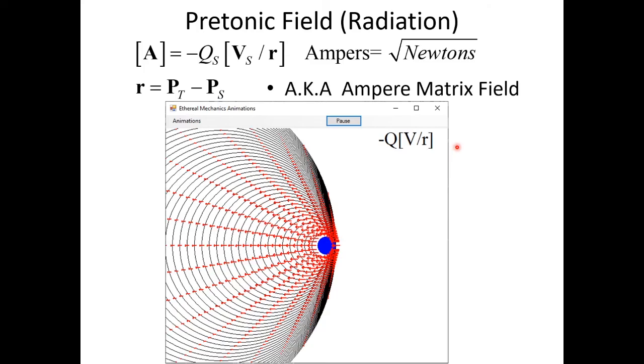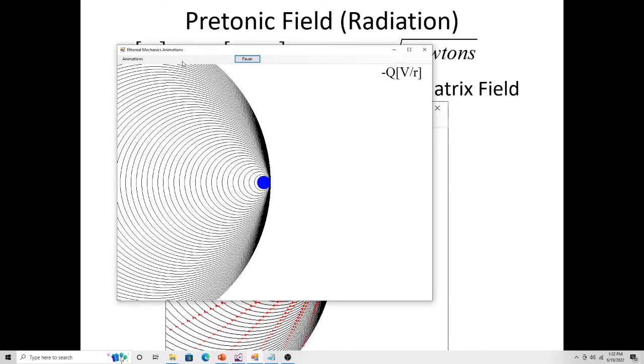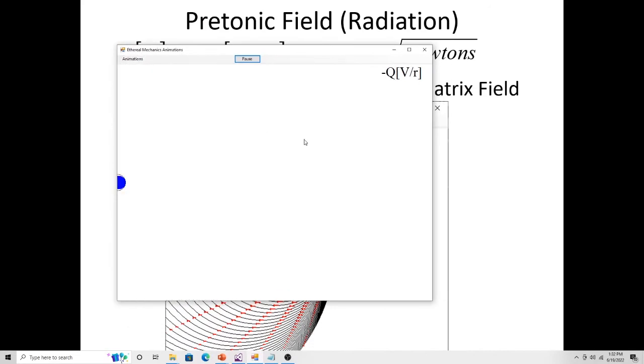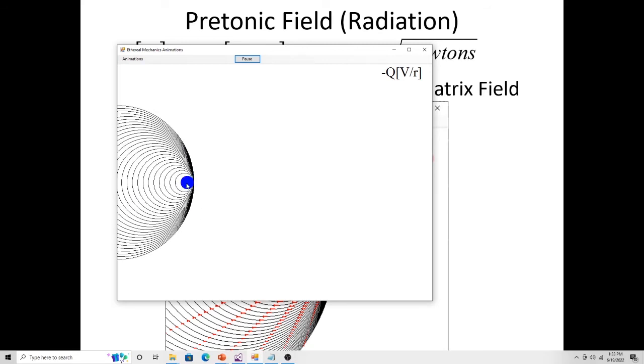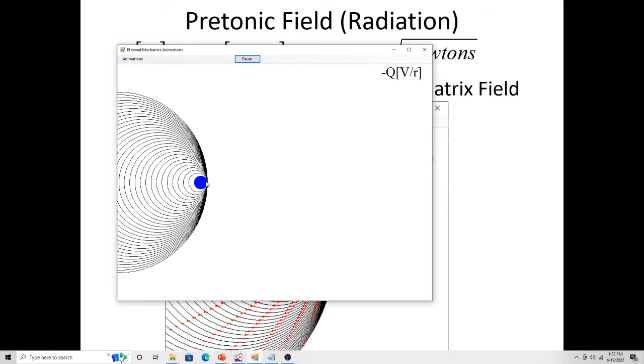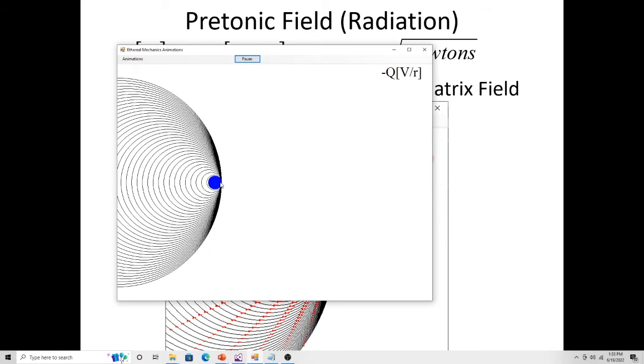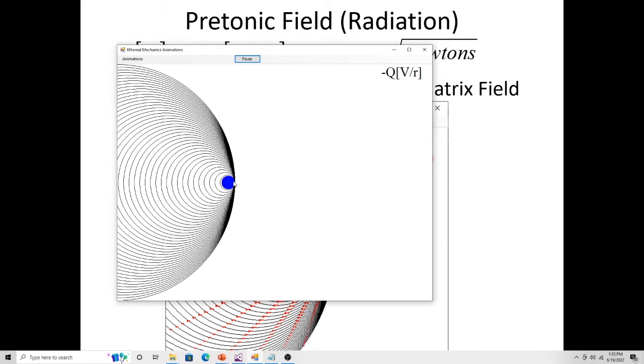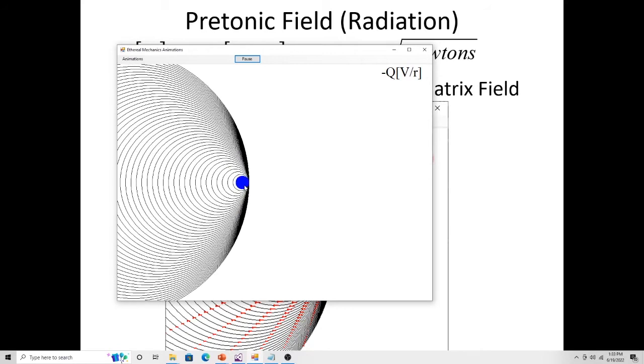Now the Pretonic field is the radiation emitted by a Preton in motion. And let me show you my little friend here. Okay, so as Pretons move through the medium, they disturb the medium. The disturbance travels away from the point of disturbance at the speed of light. The Preton cannot move faster than the speed of light, otherwise it'll crash into its own Pretonic field, which would prevent it from going further.